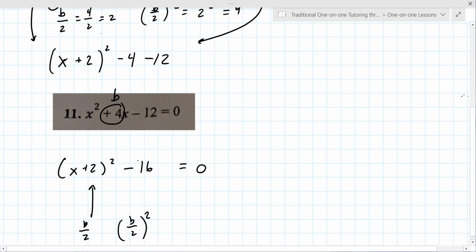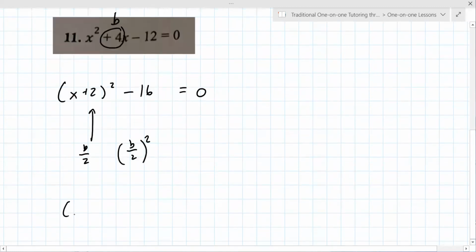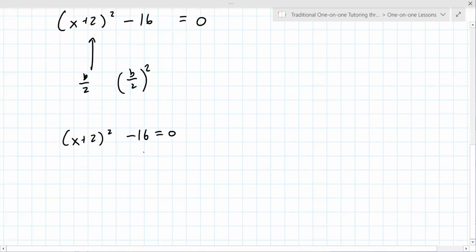Okay. So let's continue to solve this here. So we have x plus 2 squared minus 16 equals 0. To solve for x, you move 16 to the other side. Do you see that? How do you undo a square? What's the step to undo a square? Okay, hold on.